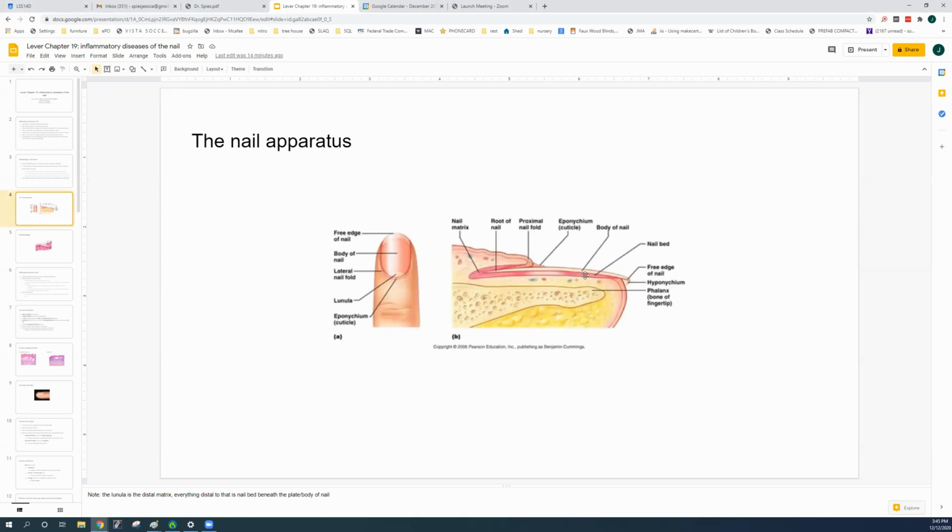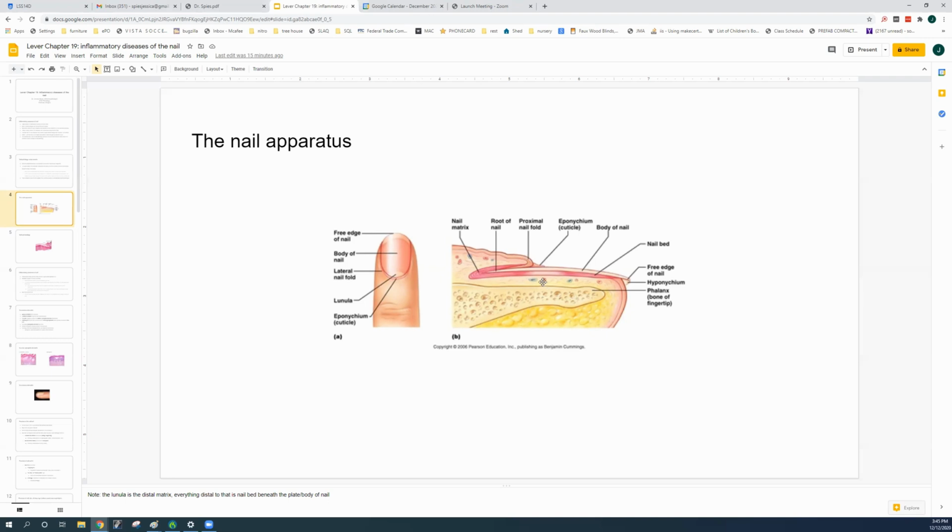And here's a cross-section of the finger, and you can see we've got the hyponychium, which is just underneath the free edge of the nail, and the nail bed underneath the body of the nail, or the nail plate. At the proximal end, the nail matrix, which is what makes the nail plate, and the nail plate grows out over and attaches to the nail bed this way. Here we've got the proximal nail fold and the eponychium, or the cuticle.